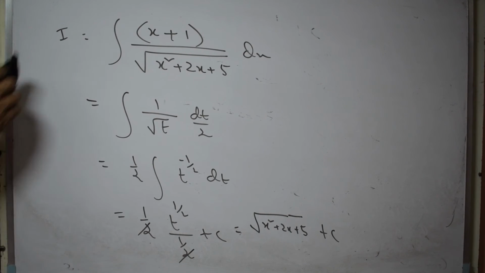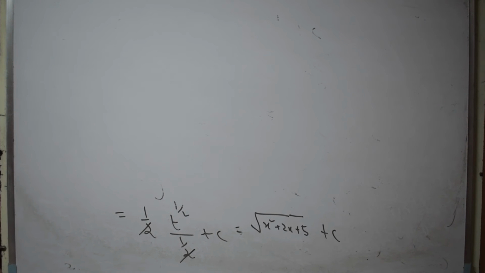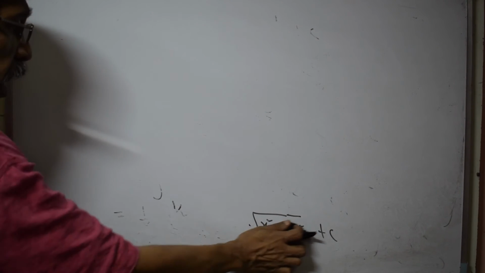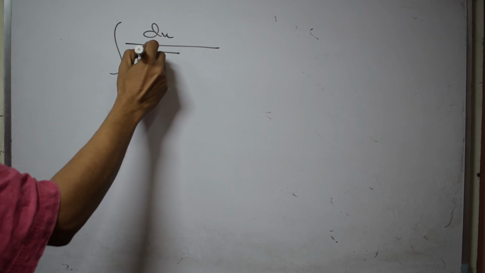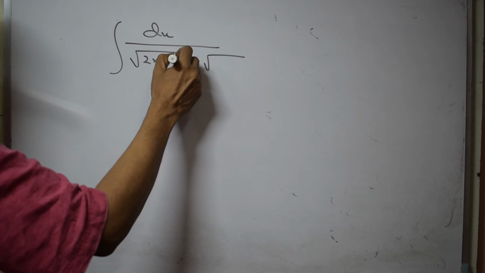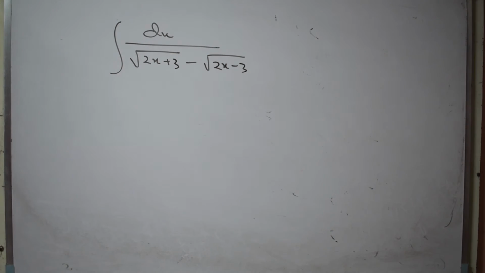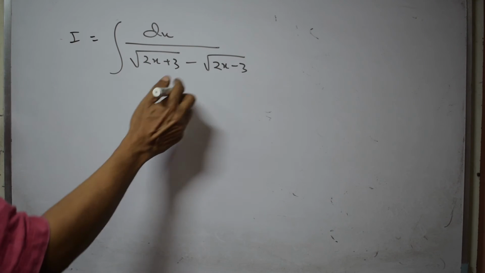Now one very special type of problem is there, a very important type, that is rationalization type. Sometimes we have to rationalize to get rid of the root from the denominator. So if we have a problem like dx by root over 2x plus 3 minus root over 2x minus 3, in this problem we have one difficulty, that the denominator cannot be simplified, but we have an idea that it is called rationalization. We can remove the root from the denominator.